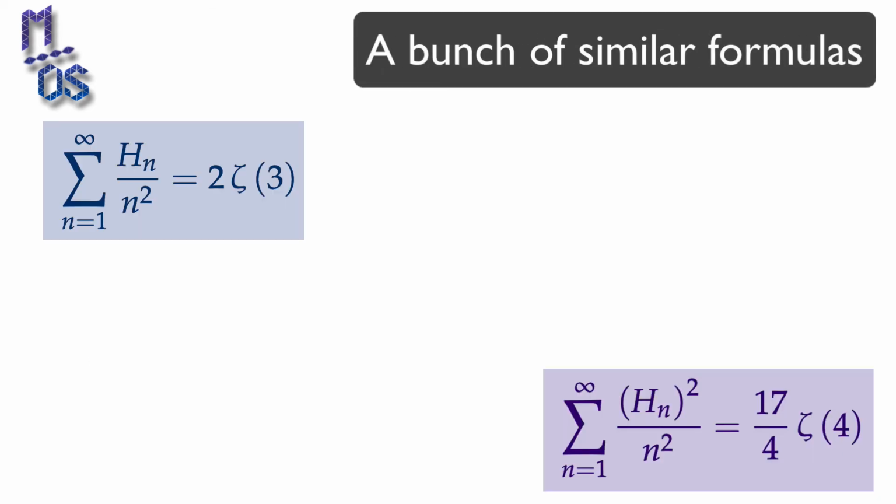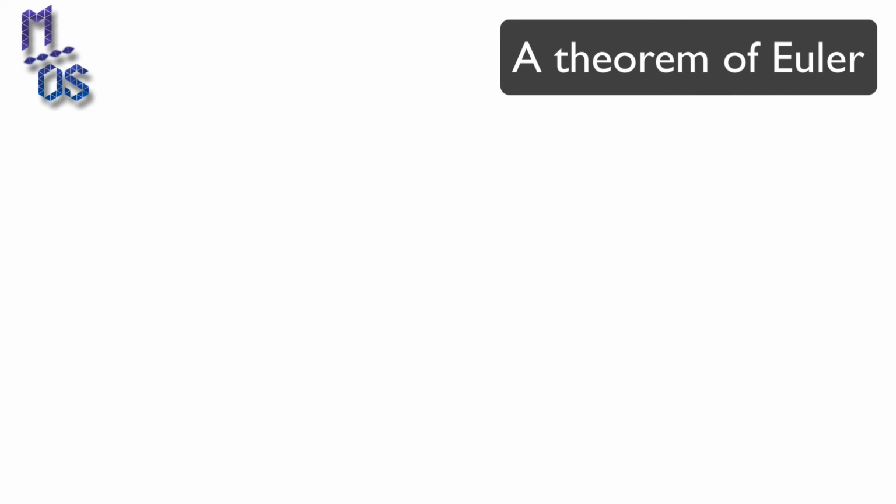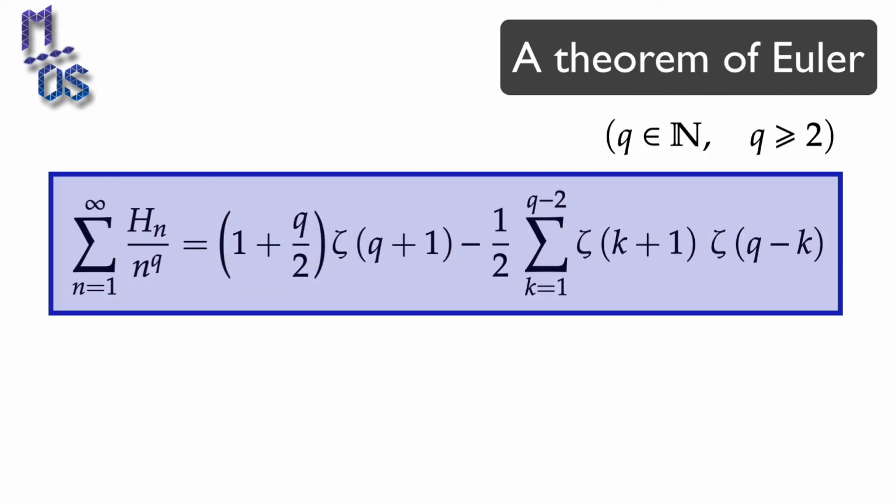A quick search on the internet reveals that there are plenty of such formulas. The great Euler discovered a very general one, and it goes as follows. For any integer q greater than or equal to 2, the sum from n equals 1 to infinity of h_n over n to the q is equal to this expression.